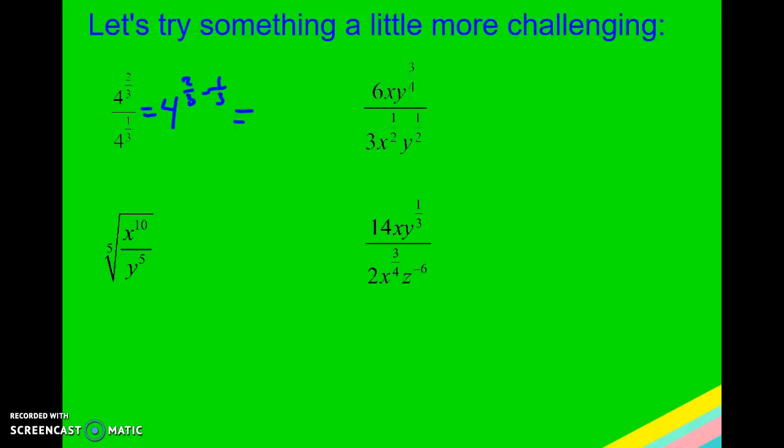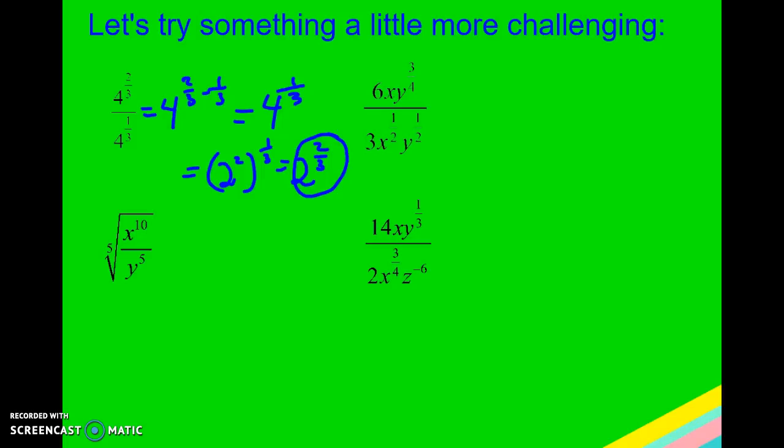Well, when I subtract fractions, as long as the denominators are the same, then all I have to do is subtract the numerator. So I have 4 to the 2/3 minus 1/3 is 1/3 power. Now, since 4 is 2 squared, I could rewrite this as 2 squared to the 1/3 power, which gives me 2, and now I multiply these exponents to the 2/3 power, and that's completely simplified.